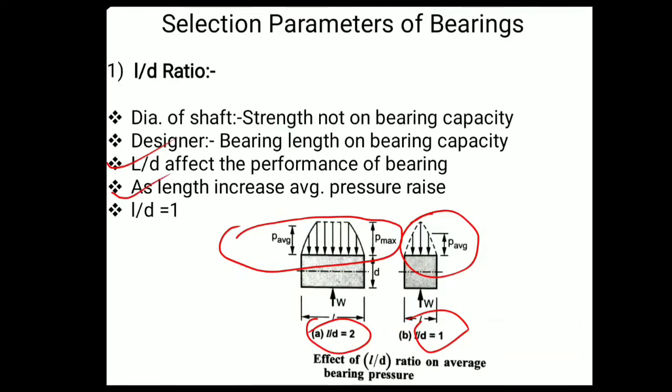Next, the bearings are situated on the shaft to give the rotation to the shaft. The shaft is designed generally on the basis of strength, not on the bearing capacity. So on the basis of strength, the shaft can be designed. The designer designs the bearing on the basis of bearing capacity, as per the code. In designing the bearing, the designer should check the capacity of the bearing. What will be its capacity accordingly? Clear? So that's why the L by D ratio is preferably 1.